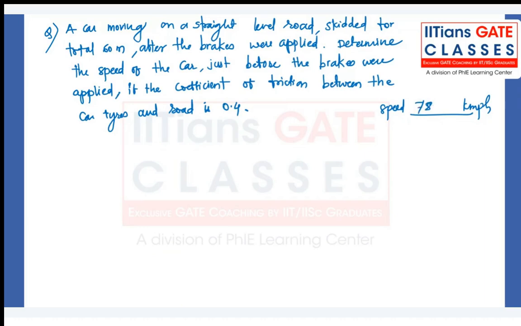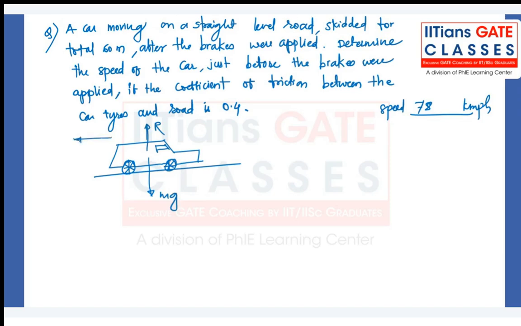See, imagine this is a car. The weight of the car is acting downward, Mg. We have the reaction in the upward direction. As you can say, brakes are applied, so it's decelerating. This is the direction of the acceleration, so D'Alembert's force, the imaginary force, will act in this direction, Ma.